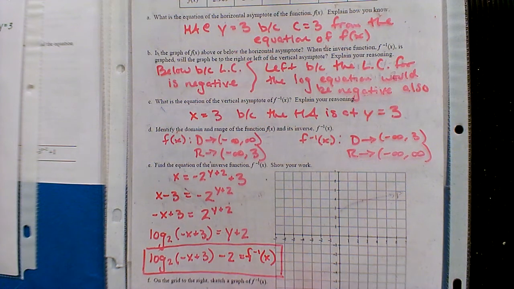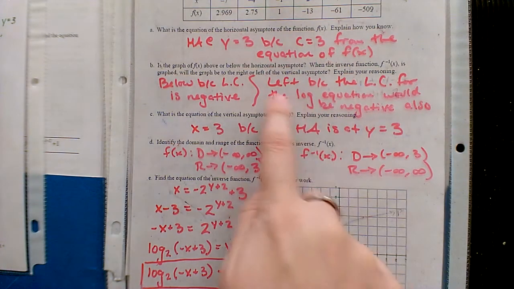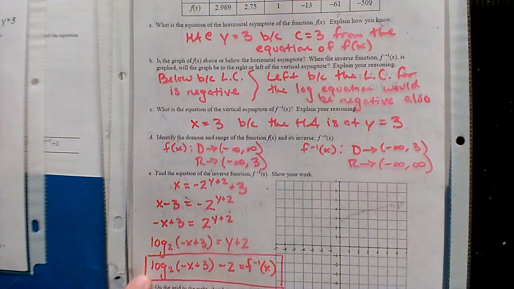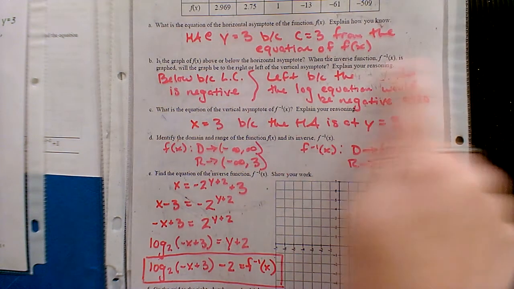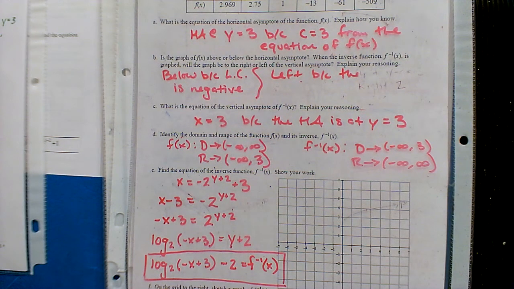Now, here's something we got to pay attention to, okay? In part B, we said that it would be left because the leading coefficient of the log would also be negative. Did we have a negative out front? No. All right. So it looks like sometimes it follows that pattern and sometimes it doesn't. So we might have to go back and change our justification here, because it looks like that was not the case. We thought it would be, but it looks like this one didn't follow it.